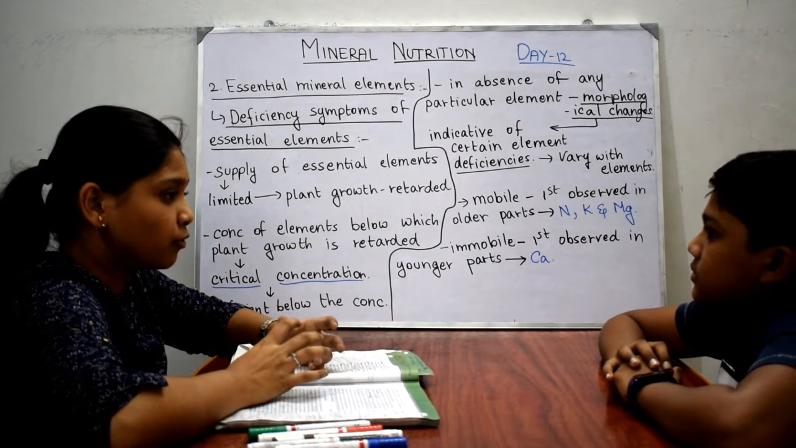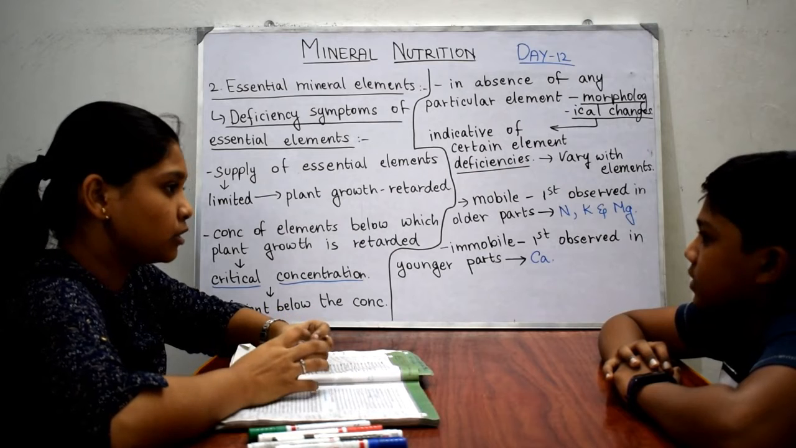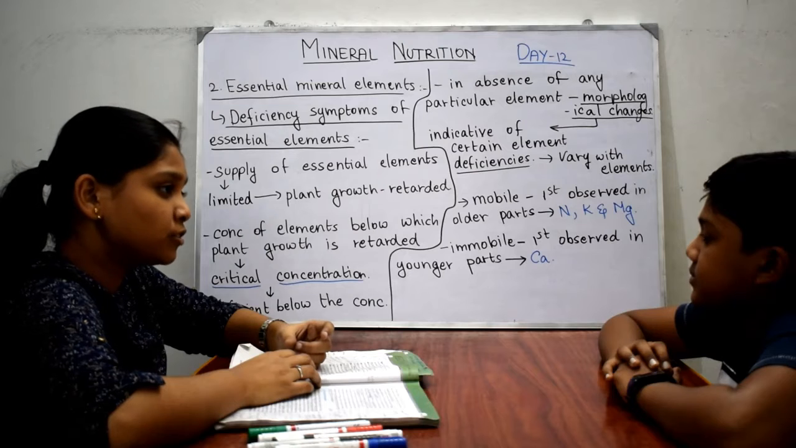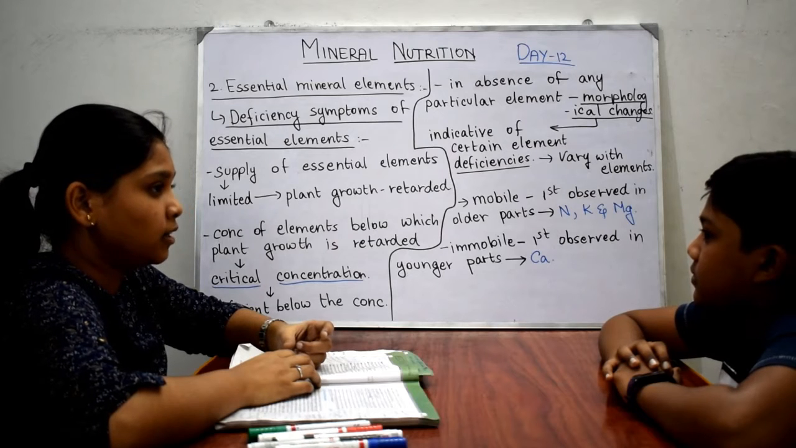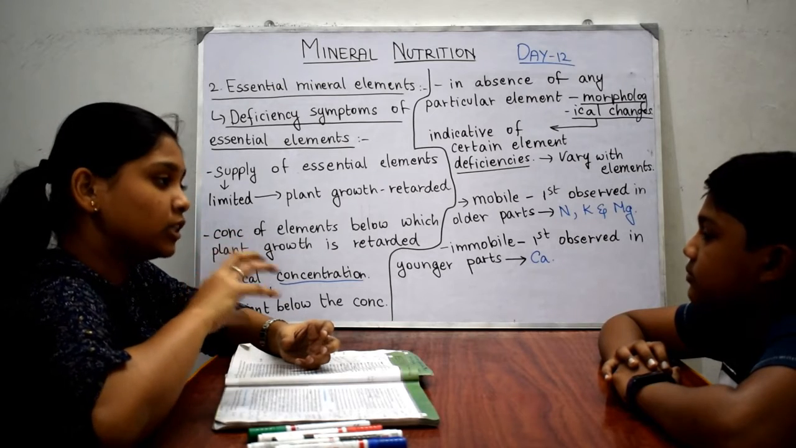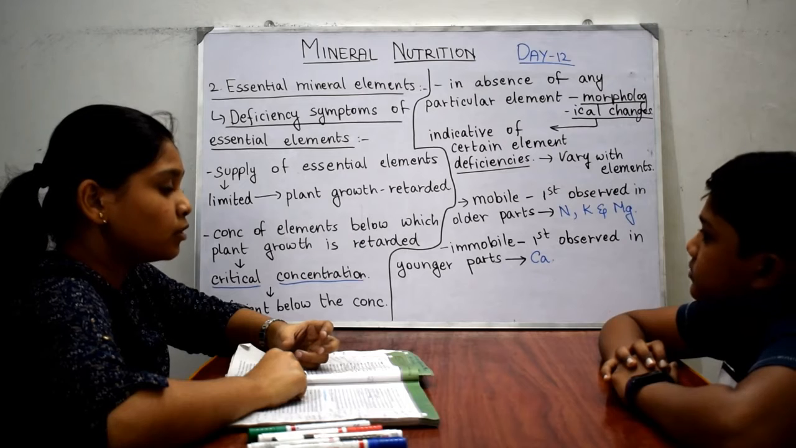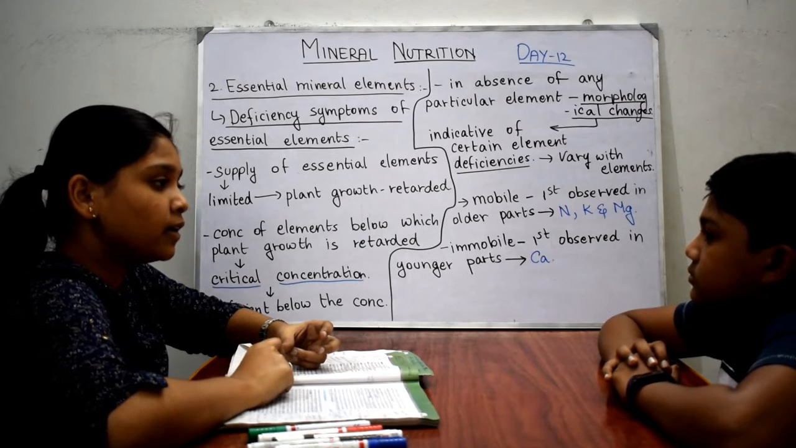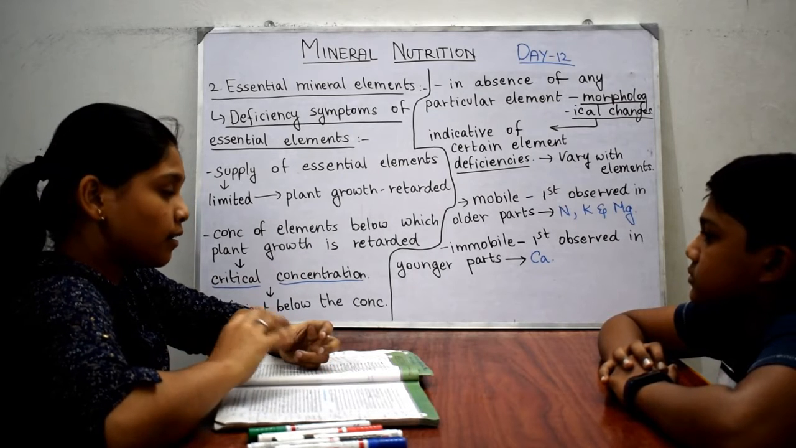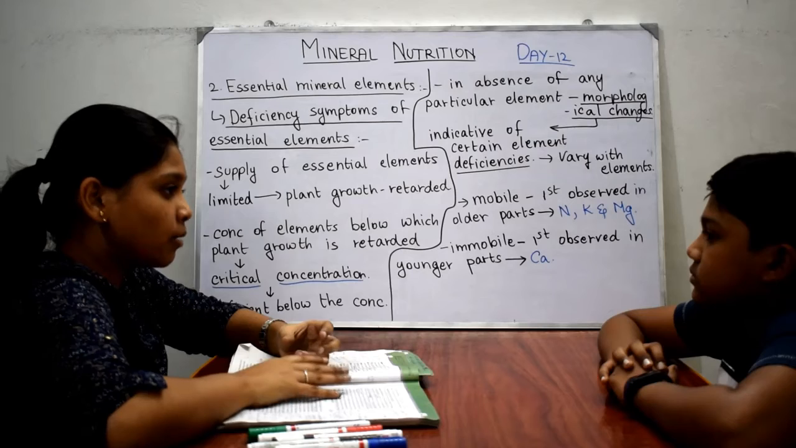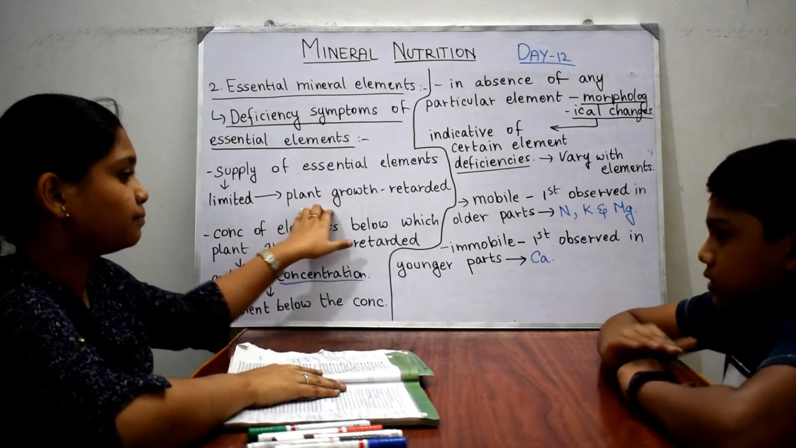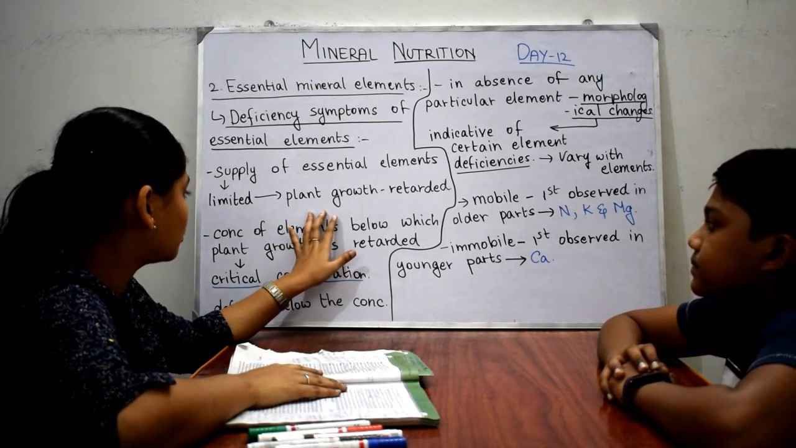There are 17 essential elements, which are macronutrients and micronutrients. Each plant needs an element at a particular concentration. If these elements are supplied in limited amounts, less than that concentration, then plant growth is retarded. Retarded means it stops.